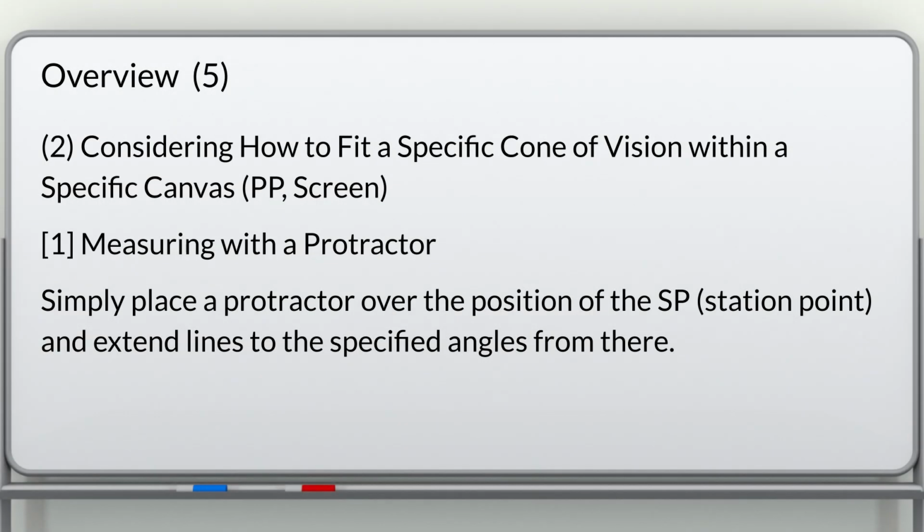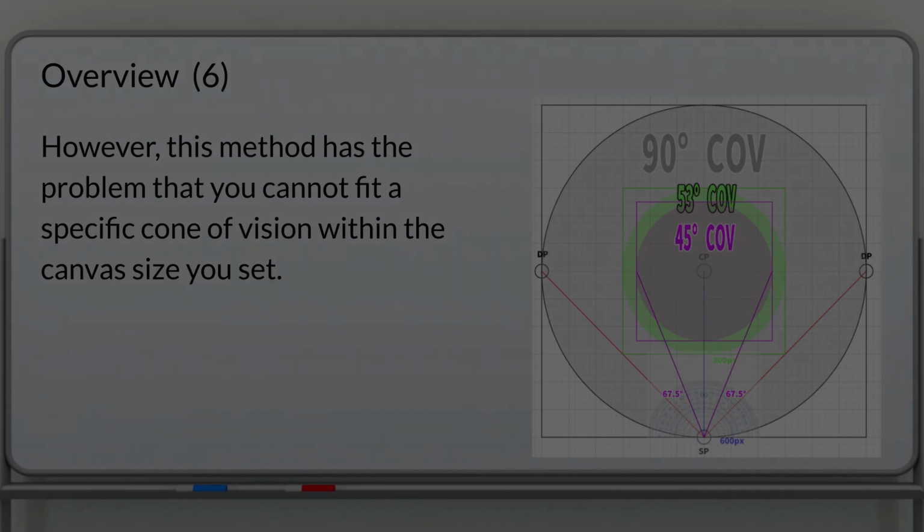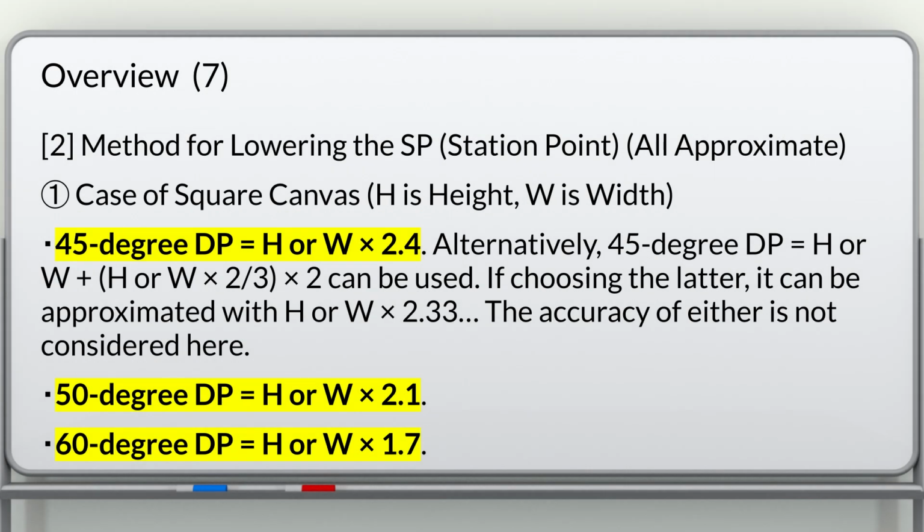I will explain how to fit a specific cone of vision within a specific canvas. One method is measuring with a protractor. Simply place a protractor over the position of the SP and extend lines to the specified angles from there. However, this method has the problem that you cannot fit a specific cone of vision within the canvas size you set. Another method is lowering the SP.